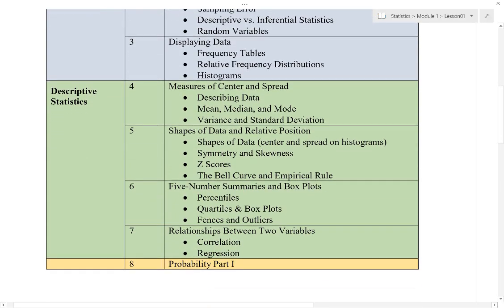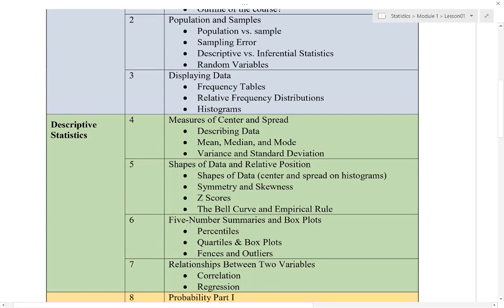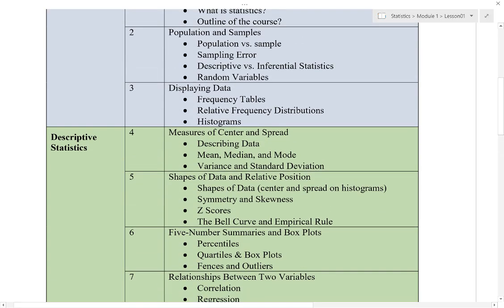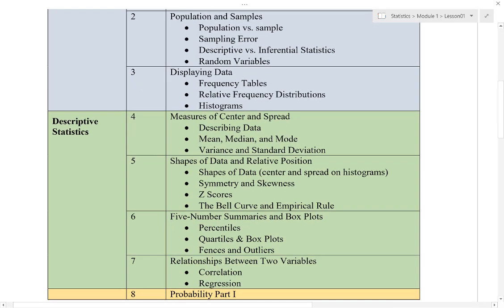Speaking of descriptive statistics, that's going to be the next module, covering lessons 4 through 7. So this is where we talk about, as the name suggests, describing data. So measures of center, measures of spread. Where is the data centered? How homogeneous is it? How heterogeneous is it? How varied or unvaried is the data? We're going to talk about relative position, percentiles. How do data points relate to other data points?